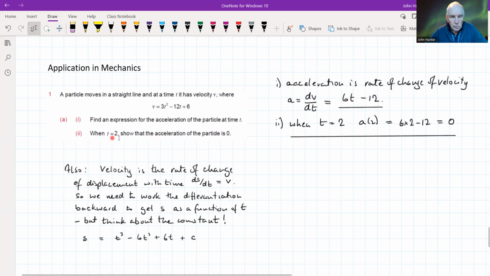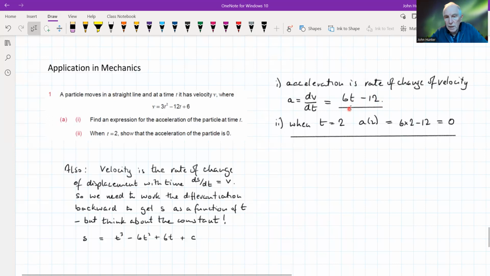And then when t equals 2, show that the acceleration of the particle is 0. Well, it's interesting because when we start measuring and time is 0, then actually our acceleration is -12. It's actually decelerating. So some particle, I don't know, a motorbike, has driven past us as we're stood by the side of the road, but it's slowing down, coming to some traffic lights. But the traffic lights change, and then it accelerates, and the acceleration becomes positive.